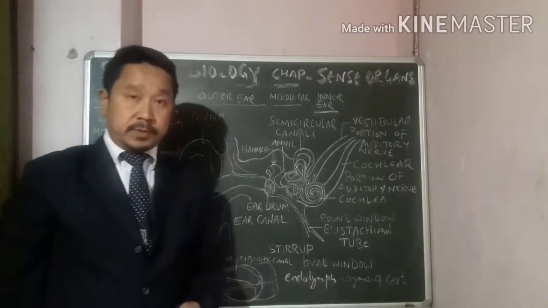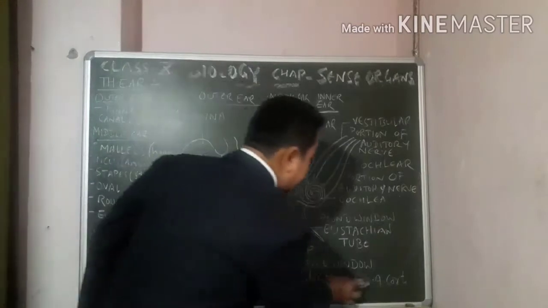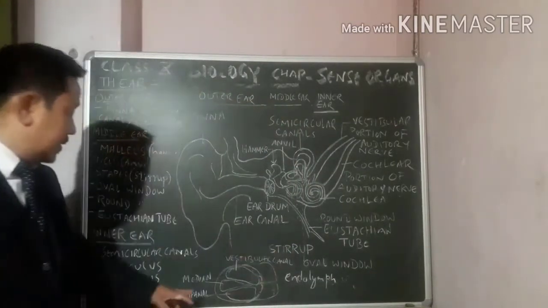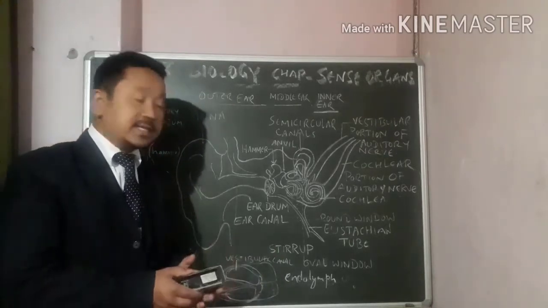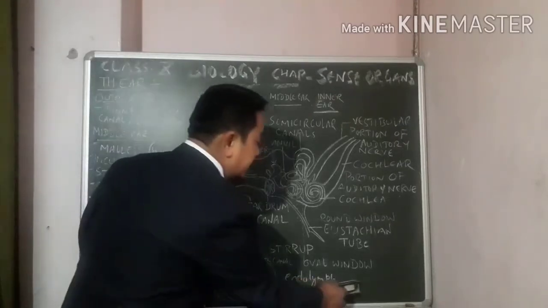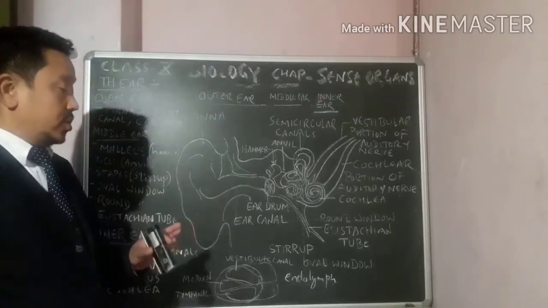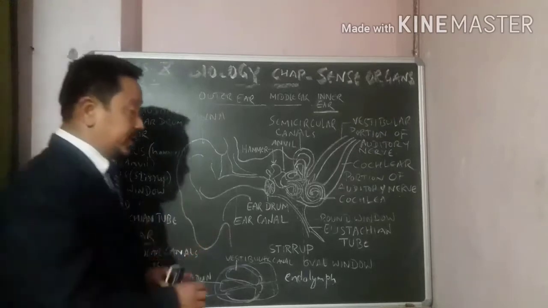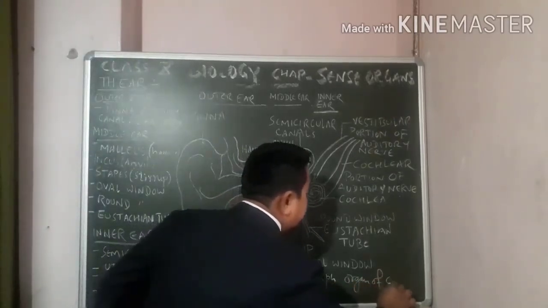E-N-D-O-L-Y-M-P-H, endolymph. Okay, and this median region also possesses area for the sensory cells, which are called organ of Corti. Okay, organ of Corti.